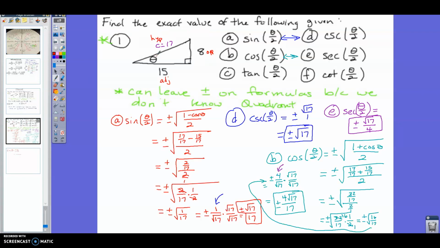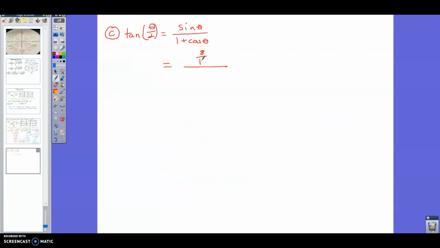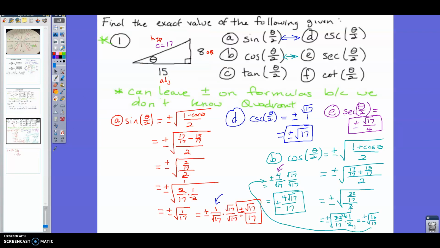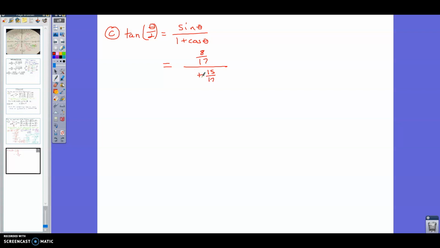So if we go back to our triangle, the sine is the opposite over hypotenuse, so 8 over 17. And then 1 plus cosine. So if we think about what our cosine was, it was 15 over 17 from the previous two problems. So I'm going to rewrite this 1 as 17 over 17. So if we add our denominator, we get 32 over 17.